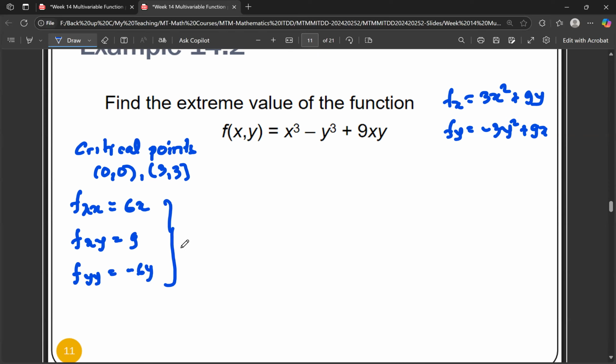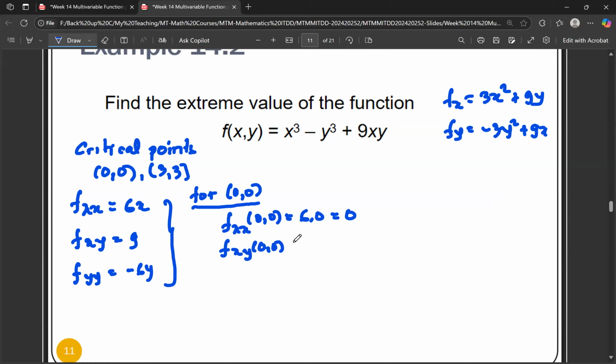Okay, by using these second order partial derivatives, for (0, 0) we can calculate: fxx(0, 0) will be 6 times 0, which is 0, and also fxy(0, 0) will be 9, and fyy(0, 0) will be minus 6 times 0, which is 0.